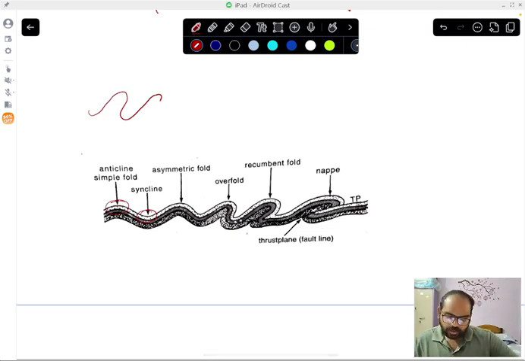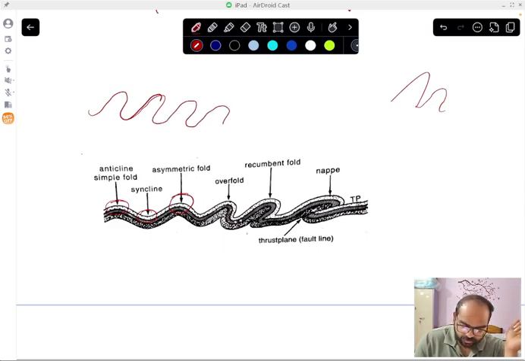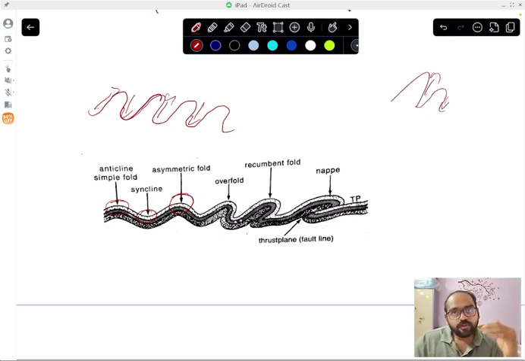Okay, if the compressional forces still act on that sedimentation after the formation of anticlines and synclines, we can see an asymmetrical fold. An asymmetrical fold is nothing but, if the upper wavelength is like this, the lower wavelength will be like this. It is asymmetrical in nature, not symmetrical. If you see this, this is symmetrical. Length is the same everywhere, but here the length is not the same. Asymmetrical fold. Further compression results in overfold.